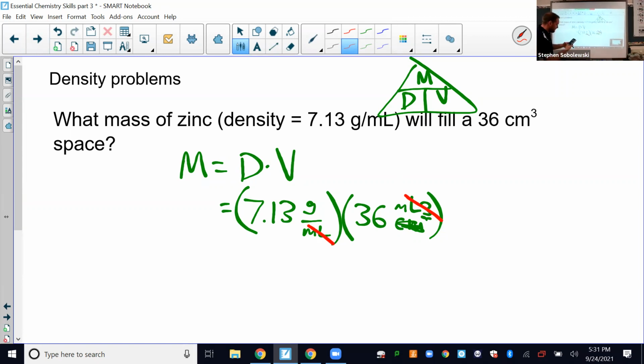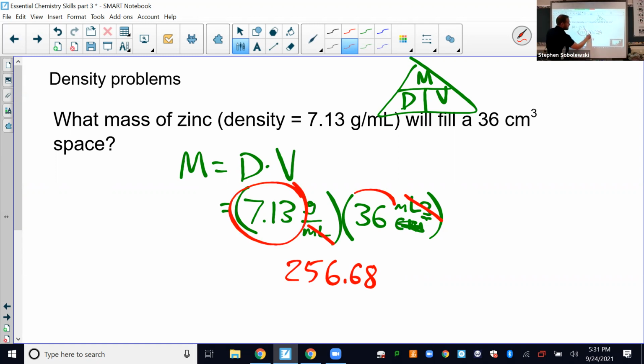7.13 times 36. Calculator gives me 256.68. With sig figs, I have 3 sig figs here, 2 sig figs here. I need 2 sig figs. We're going to call this 260, and my unit is grams. That's my answer.